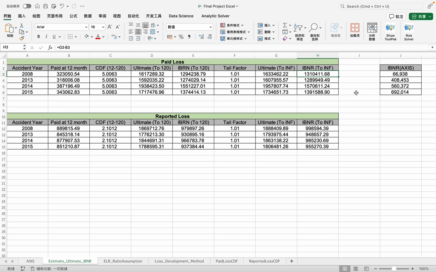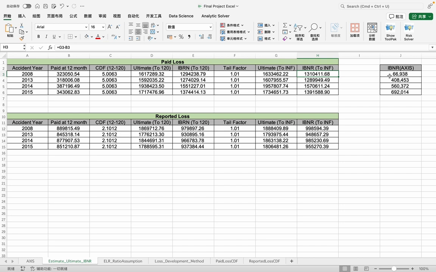To reflect the possibility of late emerging claims beyond 120 months, I applied a tail factor of 1.01, extending the projections to theoretical completion. Then my ultimate to infinity equals my ultimate losses multiplied by 1.01, and my IBNR to infinity equals the ultimate to infinity minus the observed losses.